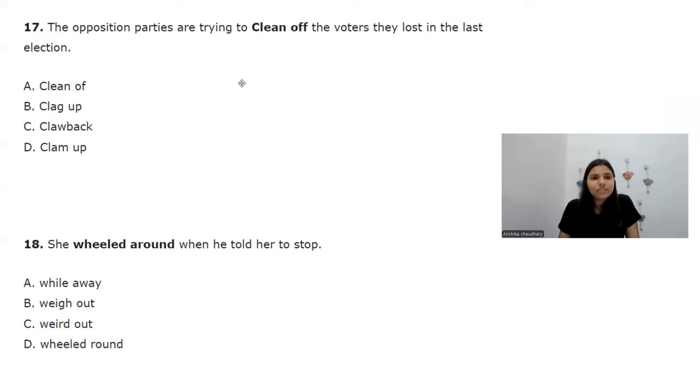Okay. So the next question is, the opposition parties are trying to claw back the voters they lost in the election. So every time the opposition parties always try to get back their voters, right? Who they have lost. So they always want to get them back. That means they want to return, right? Return. So clawback is the best suitable word for this. Let's move on to the next question.